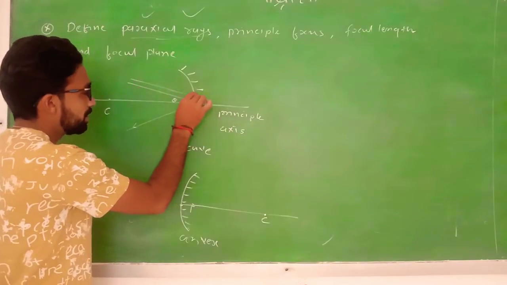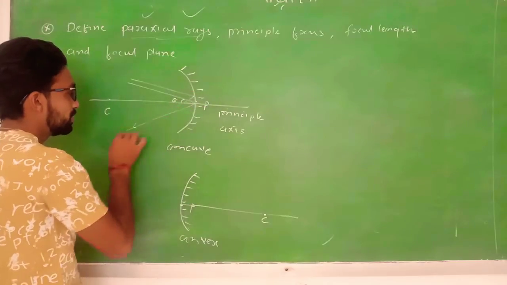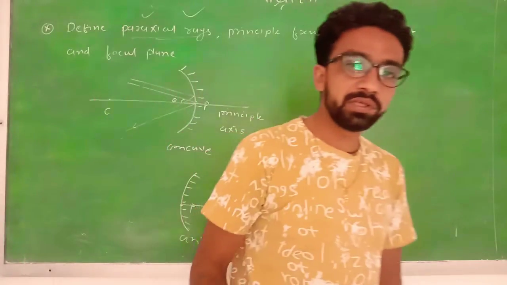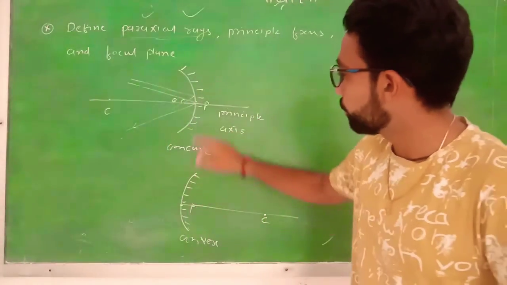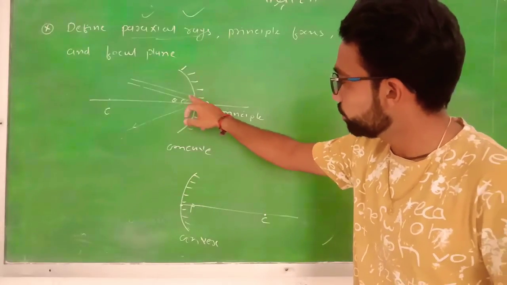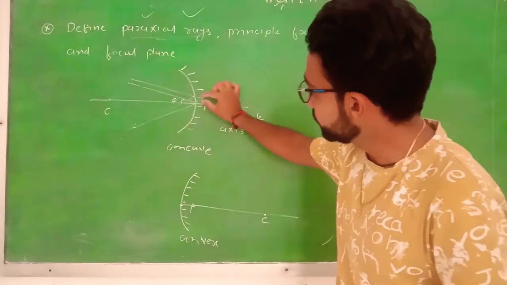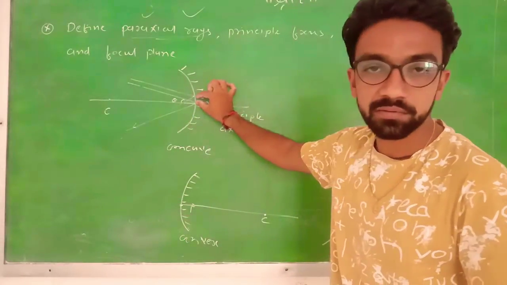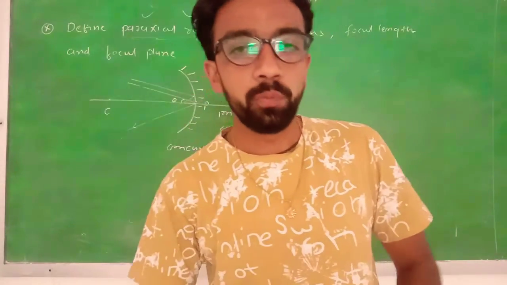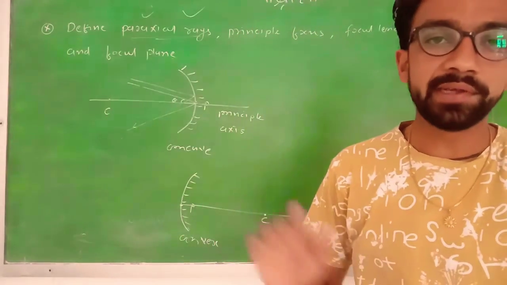Similarly, this is incident here also and makes some small angle with the axis. So this is the reflected angle. So these rays are paraxial rays, which are incident very close to this pole. Because of that, this ray makes a small angle with the principal axis. Here you can see this is a very small distance. So these rays are incident very close to the pole and make a small angle with the principal axis. Those rays are known as paraxial rays.